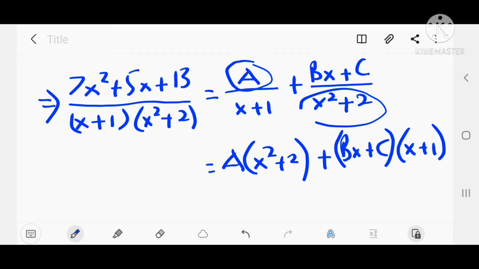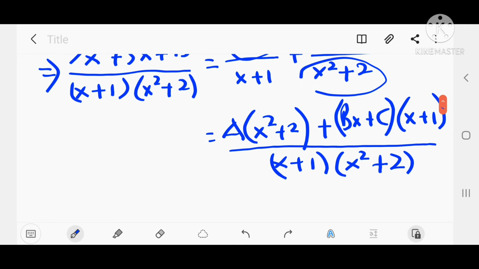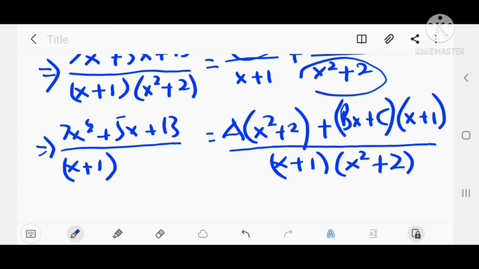On x plus 1, x squared plus 2. The denominators are now the same. So let me write that. We have 7x squared plus 5x plus 13 on x plus 1, x squared plus 2. So we realize that the denominators here are the same.